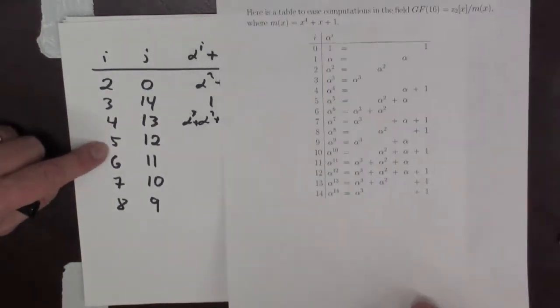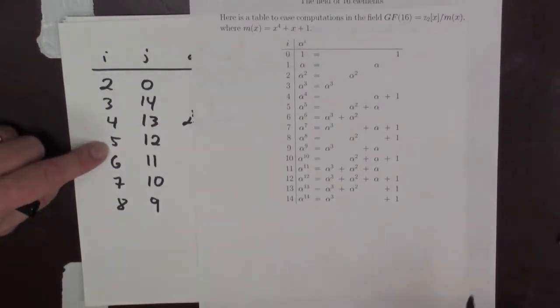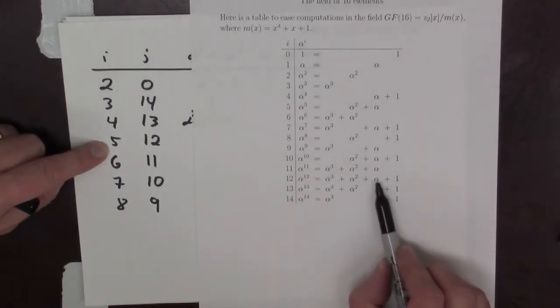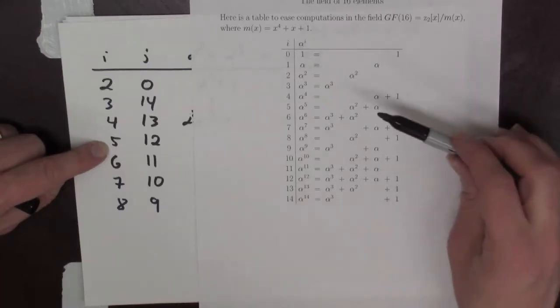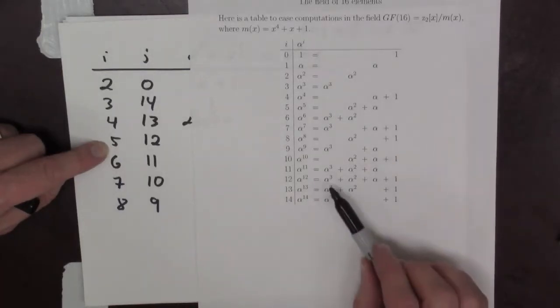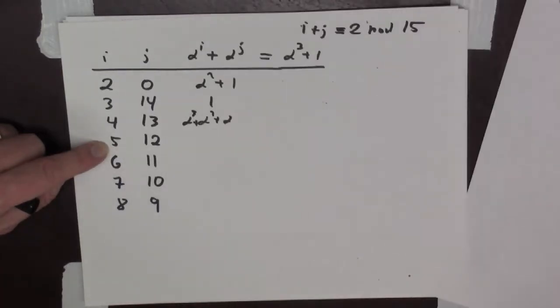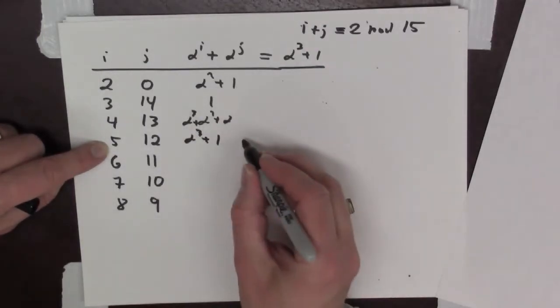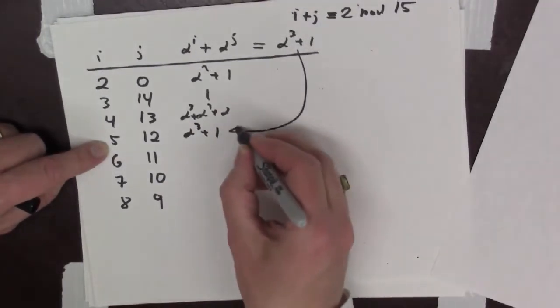Now we have alpha to the 12 plus alpha to the 5. Alpha to the 12 is alpha cubed plus alpha squared plus alpha plus 1, and alpha to the 5 is alpha squared plus alpha. I add these two, I get alpha cubed plus 1. Aha! That's exactly what I wanted.